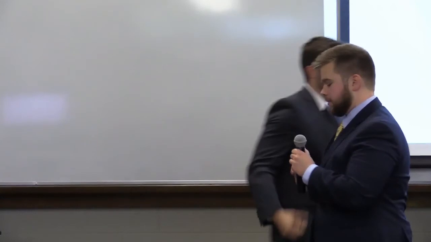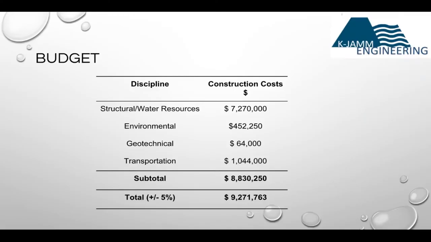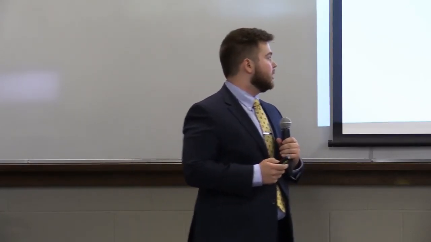Thank you, Matt. So here's our overall budget for the project. As you can see, the structural and water resources makes up the most of the project due to the amount of structural concrete and steel needed for the structures. That comes out to be about $7.3 million. The environmental came out to be $500,000. Geotechnical, $64,000, and the transportation a little over $1 million, totaling about $8.8 million with a 5% contingency to put us at a grand total of $9.3 million for our project.